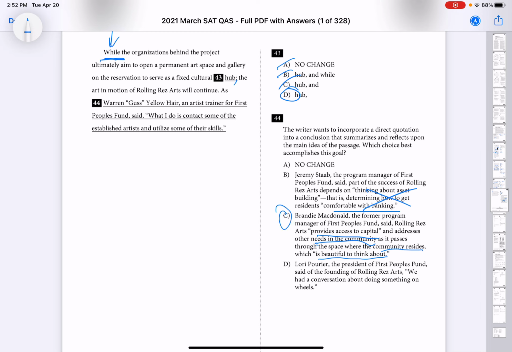Lord, the president of First People, said we had a conversation about doing something on wheels. This is not, I think, what they're trying to reiterate. It was this idea of using a space that brings the community together. So 44, the answer should be C.